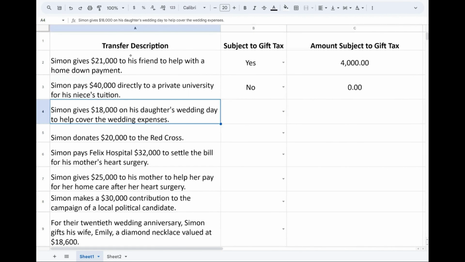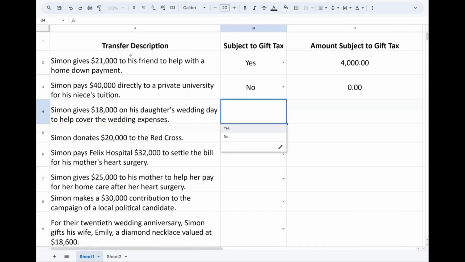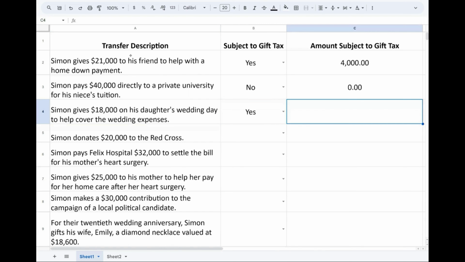Next, Simon gives $18,000 on his daughter's wedding day to help cover the wedding expenses. Is covering the wedding expenses one of the exclusions from the gift tax? No. Therefore, the amount would be subject to the gift tax, and the amount subject to gift tax would be $18,000 minus $17,000. It is $1,000.